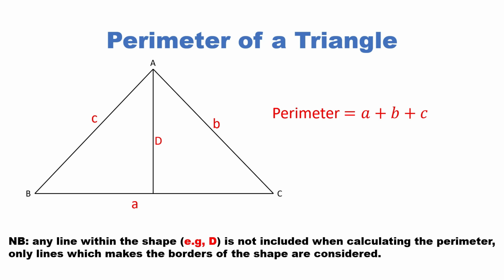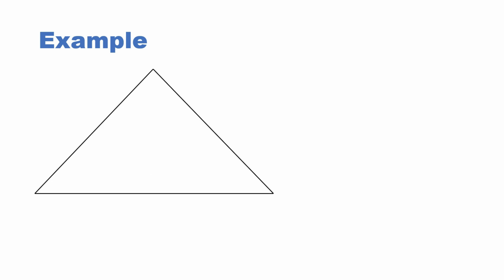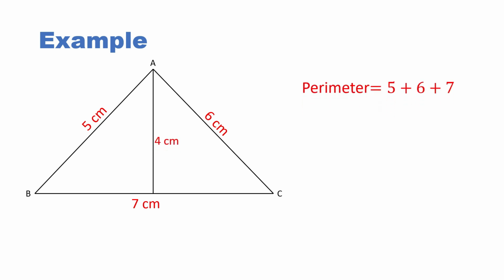Let us do a quick example to make things clearer. Suppose we have our triangle ABC with sides 5 centimeters, 6 centimeters, and 7 centimeters, with also another line inside, which is 4 centimeters. We can see that our perimeter is equal to 5 plus 6 plus 7, and we don't include the 4 centimeters since it is not part of the borders of our triangle. Hence, our perimeter is equal to 18 centimeters.